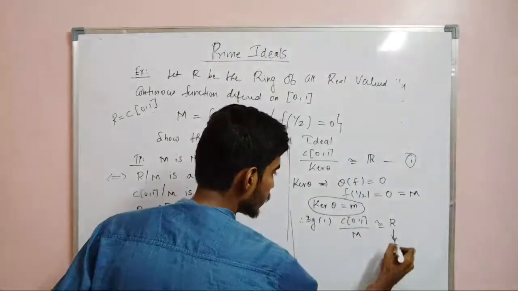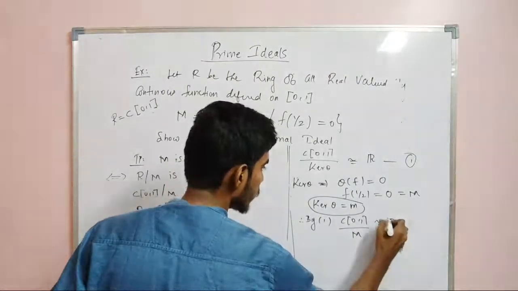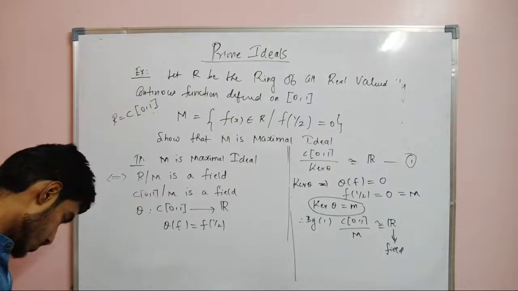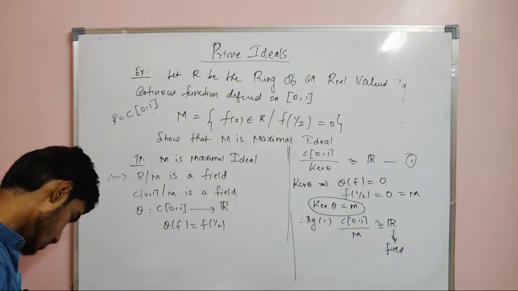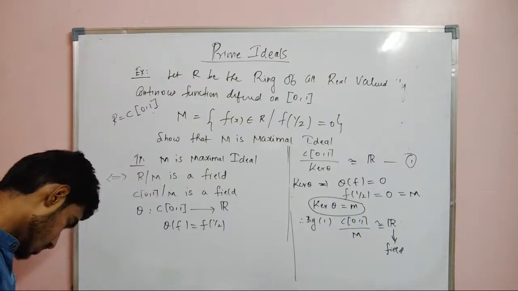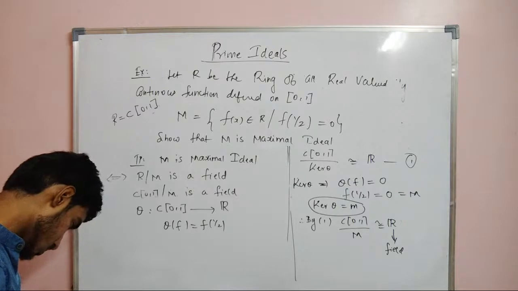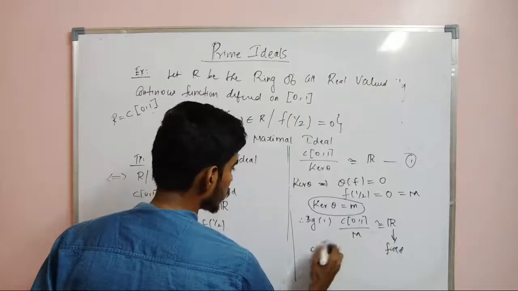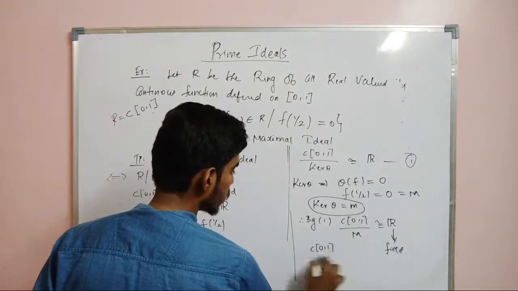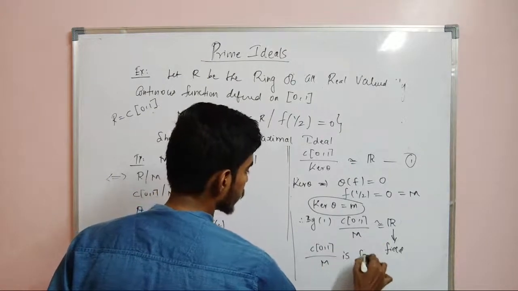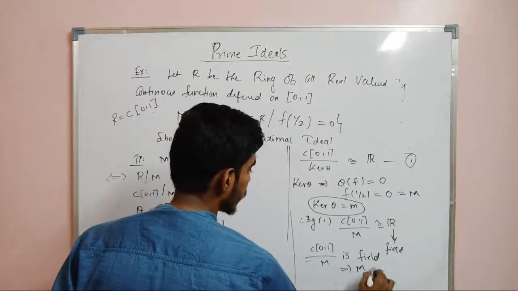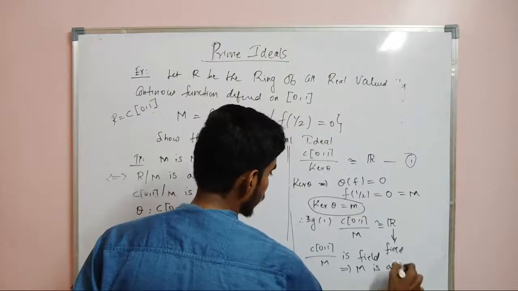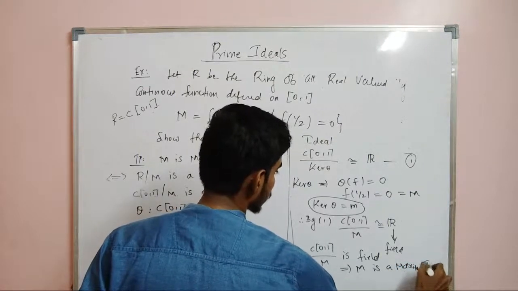Since R is a field, because we know the real numbers form a field, and since these two are isomorphic, C of 0 comma 1 by M is a field. So this means M is a maximal ideal. We know that R by M is a field if and only if M is a maximal ideal. So therefore M is a maximal ideal.